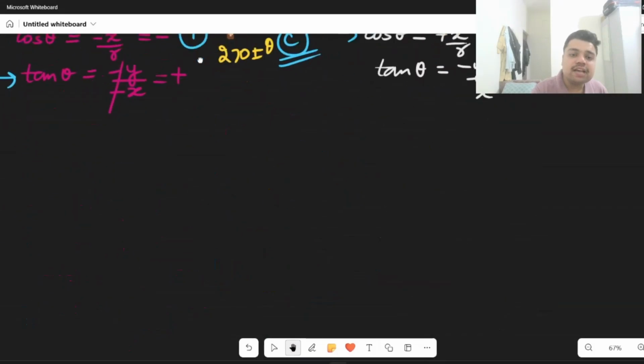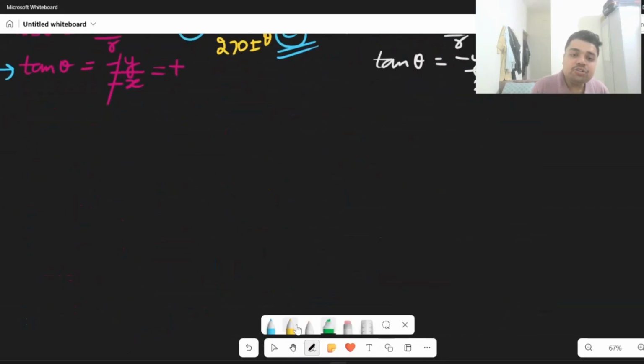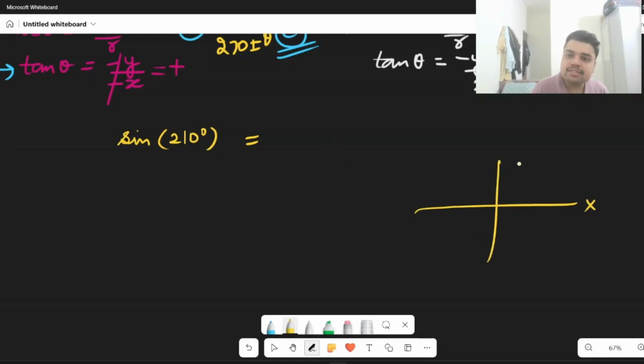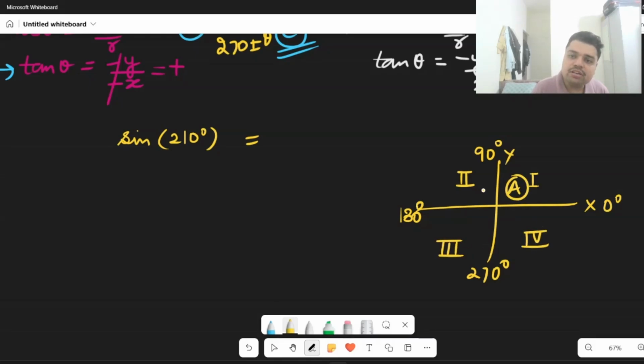The question says find the value of sine 210. Now, how can I write this 210 with respect to these reference points? Let me just draw it here. This is the x-axis, y-axis, 0 degree, 90 degree, 180 degree, and 270 degree, right? Now this is the first, second, third, and fourth quadrant. And there is a trick: Add Sugar To Coffee.